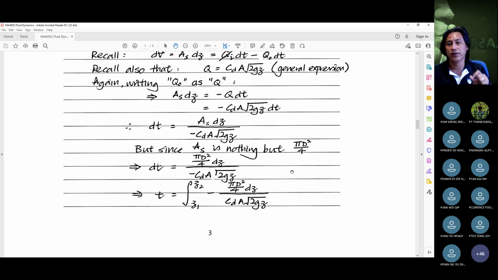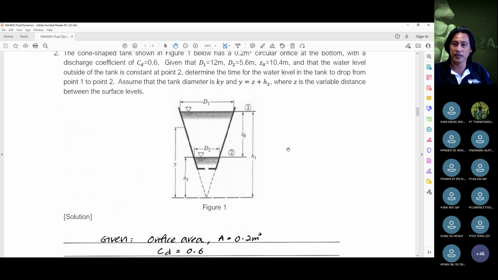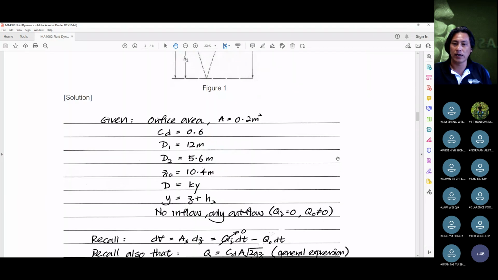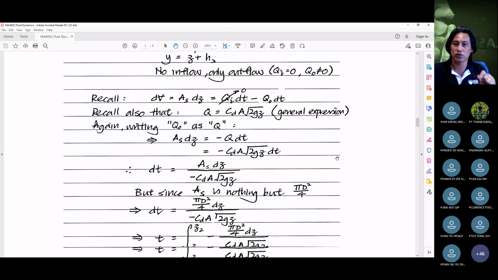Now this is where things start to get a bit tricky, because we're no longer dealing with a constant A_s. A_s in this case is a function of the diameter, so it depends on the height as well, isn't it? If at this height, at 0.2, surely the diameter is quite a bit smaller as compared to the diameter at height 1. So things will be a little bit trickier, but not too bad.